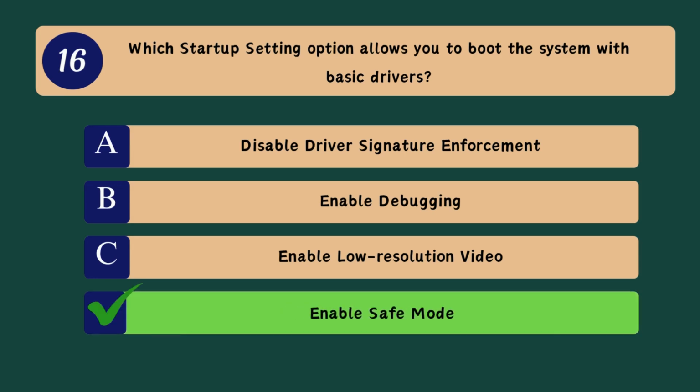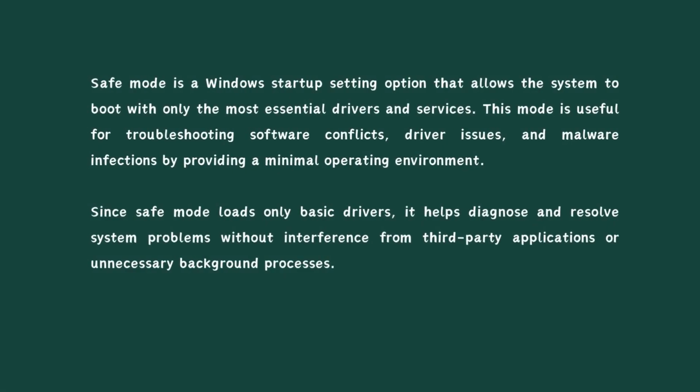Correct answer: D. Enable safe mode. Safe mode is a Windows startup setting option that allows the system to boot with only the most essential drivers and services. This mode is useful for troubleshooting software conflicts, driver issues, and malware infections by providing a minimal operating environment. Since safe mode loads only basic drivers, it helps diagnose and resolve system problems without interference from third-party applications or unnecessary background processes.